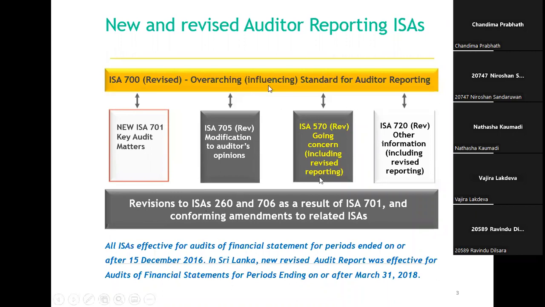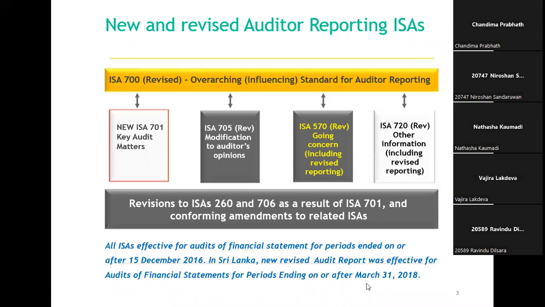Now, what do these ISAs mean? Auditor reporting standard. ISA 700 and 701 is the brand new standard. 705 and 570 going concern, which is what we are now discussing. ISA 720, 260, and 706 were subject to revisions, and all these ISAs were effective for audit of financial statements for periods ended on or after 15 December 2016 in the global, international context. But in Sri Lanka, the new revised auditor report was effective for audit of financial statements for periods ended on or after 31st March 2018.